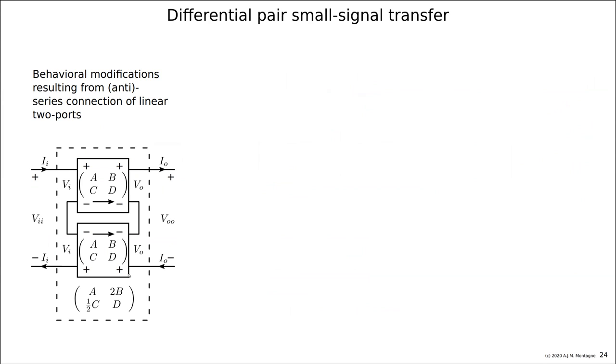Then you could calculate the resulting ABCD of the total structure of the dashed two port, and you see that nothing happens with A and D, but B is 2 times larger and C is 2 times smaller. That is the result of series connection. And of course, if we have linearized the whole thing, so we're talking about small signal behavior, there's no difference between series connection and anti-series connection.